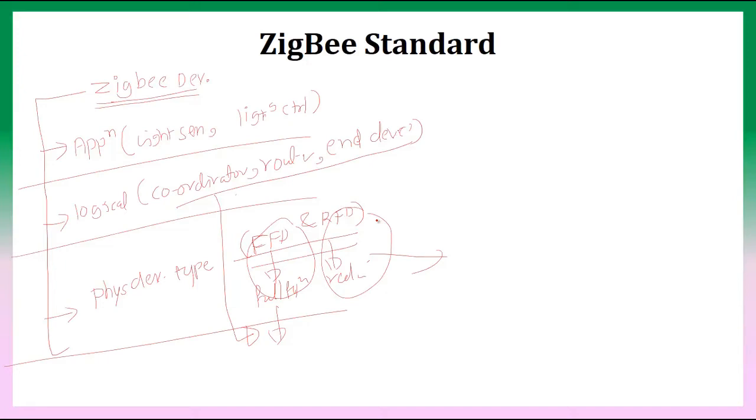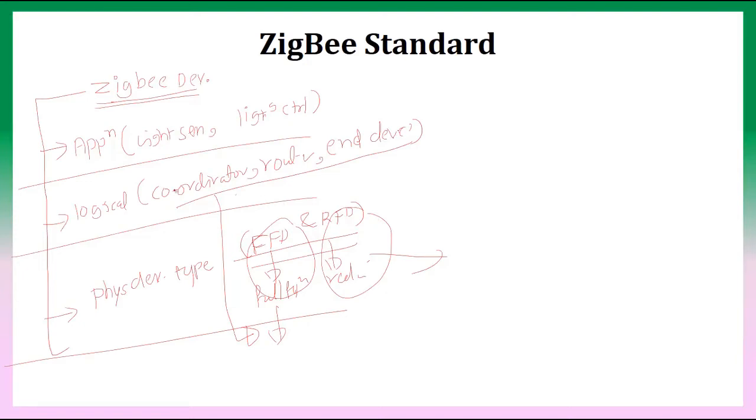So the current ZigBee standard actually requires FFDs to be always on, which in practical terms means that an FFD must be constantly powered. Battery powered FFDs have a lifetime on the order of a few days. So whenever ZigBee is operating on battery power, it's not certain how many days it will survive. Tentatively, if you say it will run out in 4 days, you need to replace it every 3 days. So this is a thing.